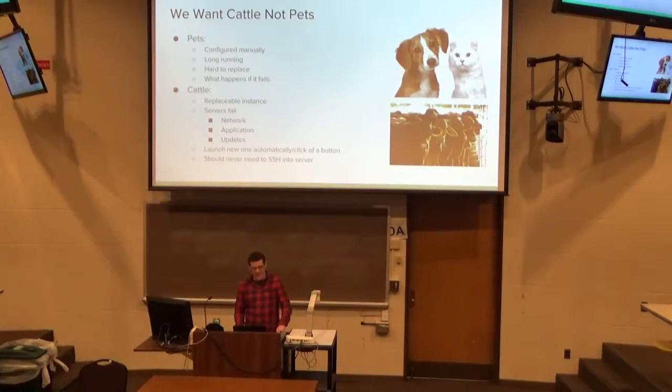The idea with cattle versus pets, for you guys that don't know, is that pets you configure, they get set up, they're long running. If something breaks on them, you go in and manually fix them. You care about Fluffy. Fluffy's your favorite cat, and you have your special files copied onto there, your own home directory with your files. But what happens when Fluffy decides to get sick and eat, I don't know, what does Fluffy eat? Chocolate. Fluffy eats chocolate and is dead on the road.